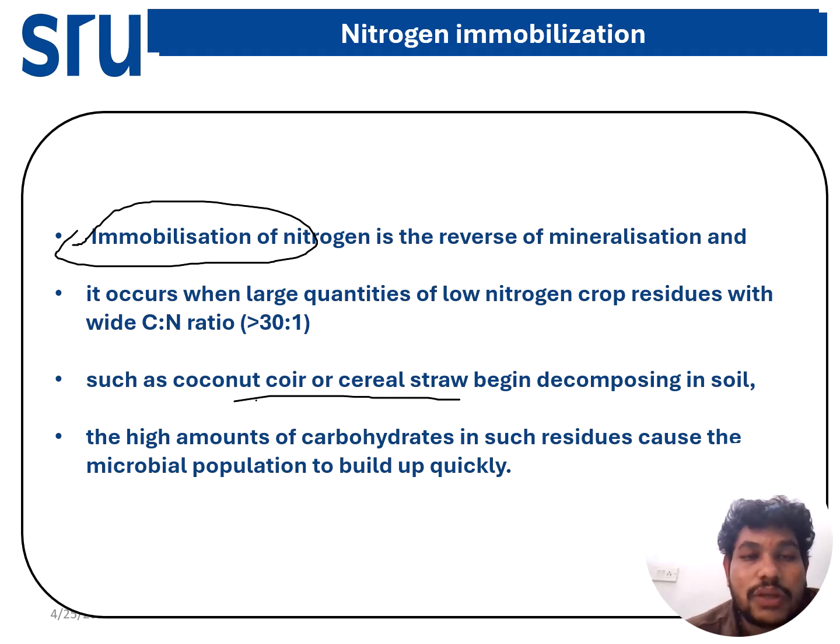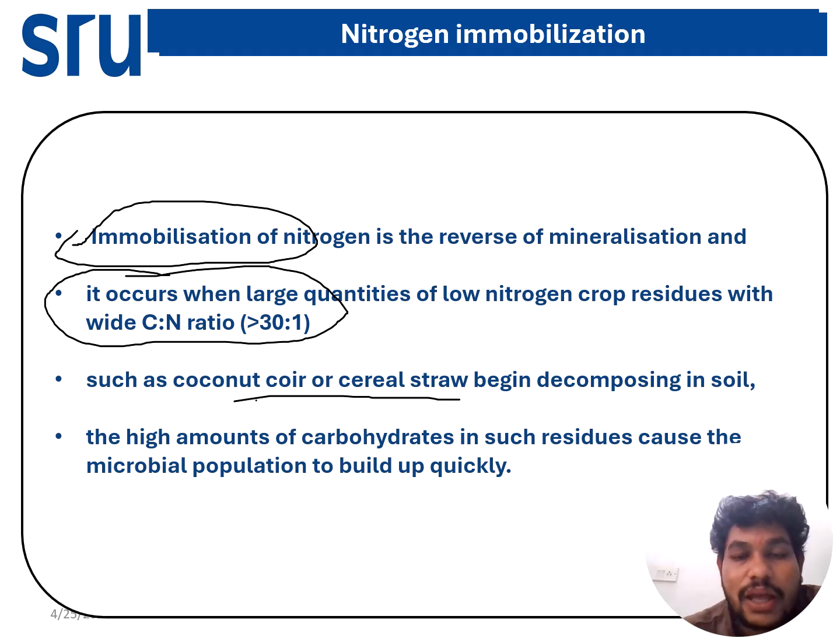So immobilization is the conversion of the inorganic form of nitrogen into the organic form, and this is possible when the crop residue C:N ratio is more than 30:1. The inorganic form of nitrogen is taken by microbes and converted into the organic form in the microbial biomass. The plant will not do this process. Why? Because the nitrogen content in the crop residue is less. For growth and development, microbes require nitrogen, which they will take from the soil, also for the decomposition of the carbon.